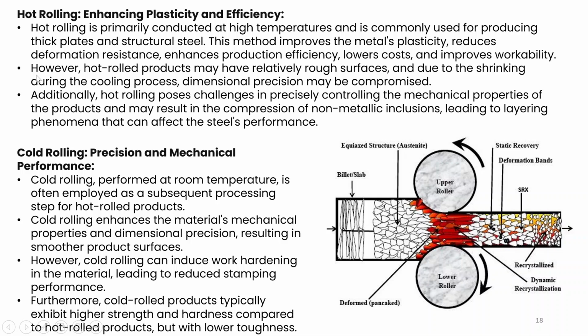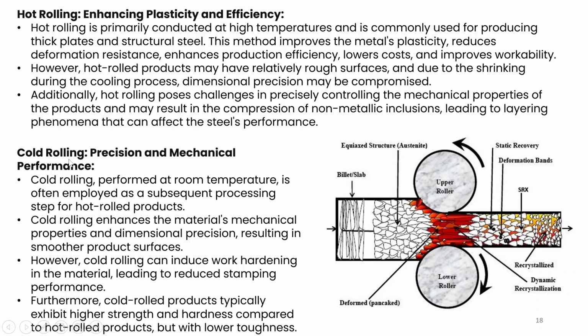In case of hot rolled products, they may have a relatively rough surface. At higher temperatures, there will be a change in microstructure at the surface as well. There can be scale formation, some oxidation, which can lead to a rough surface. And due to shrinking during the cooling process, dimensional precision may be compromised. Also, hot rolling poses challenges in precisely controlling the mechanical properties of the products and may result in the compression of non-metallic inclusions, leading to layering phenomena that can affect the steel's performance.